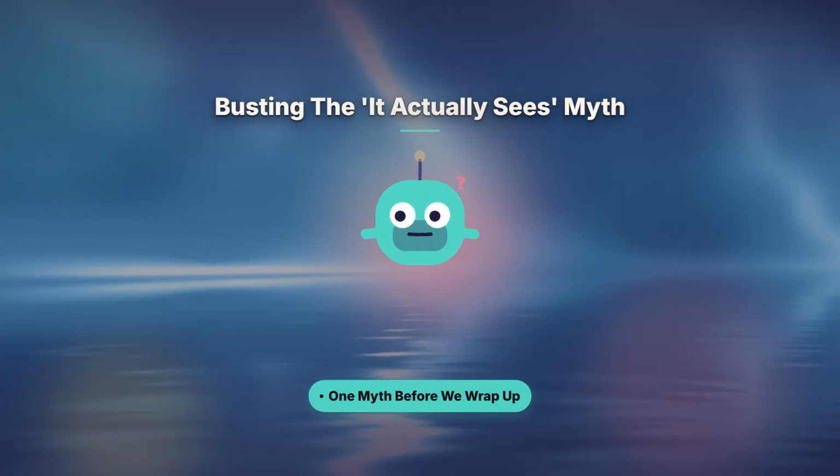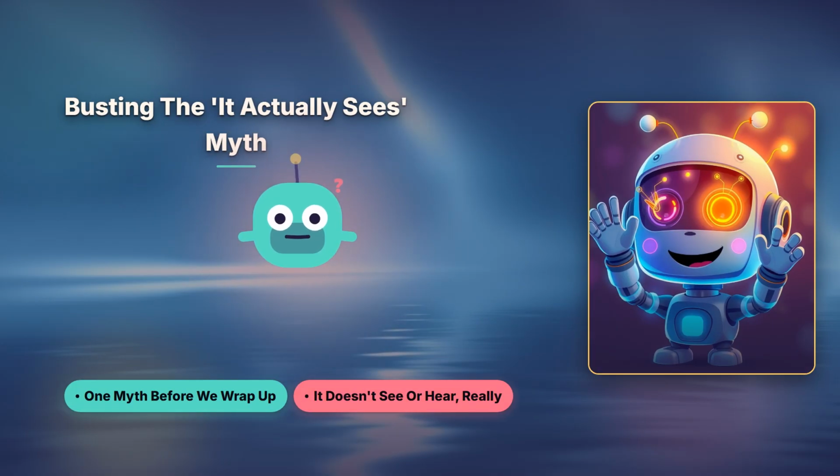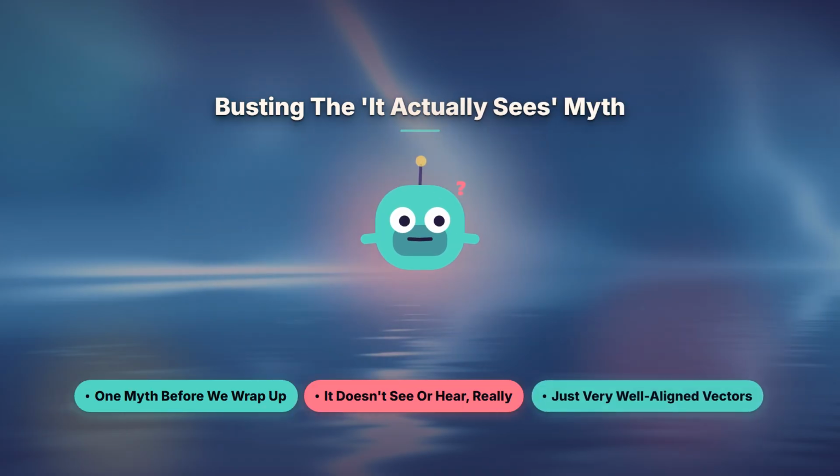One myth Kuro wants to squash before wrapping up. Multimodal AI literally sees and hears like we do. It doesn't, not in any perceptual sense. Every sense just becomes numbers in the same shared space. No eyes, no ears, just very well aligned vectors.